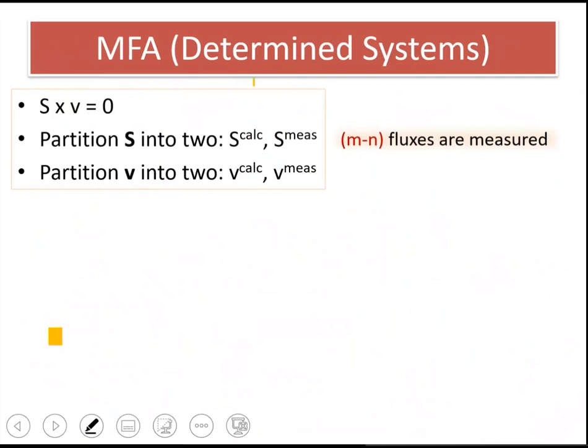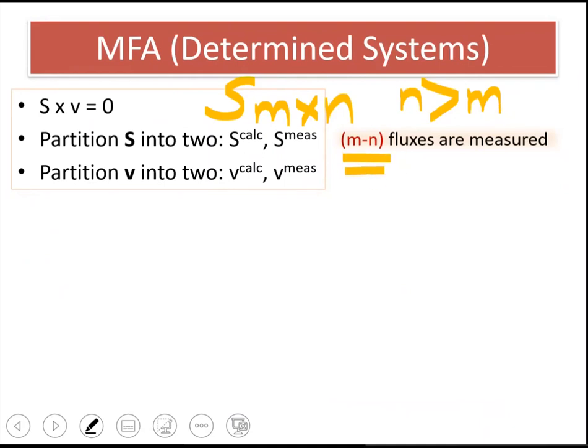Remember how we define the S matrix, as always M by N, and N is greater than M most of the time. The number of reactions is more than the number of metabolites within the system boundary. So this means that to make the system determined, you need to measure N minus M fluxes. So if M is 8, you have 8 equations, and if N is 11, you have 11 reactions. This means that the degrees of freedom is 3. You need to measure N minus M fluxes, in this case 3 fluxes, to make the system determined.